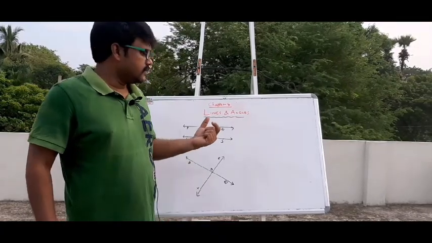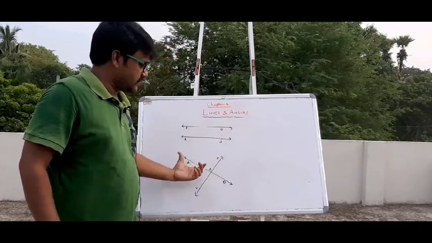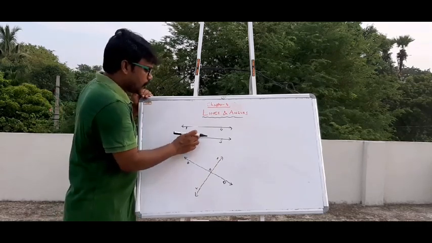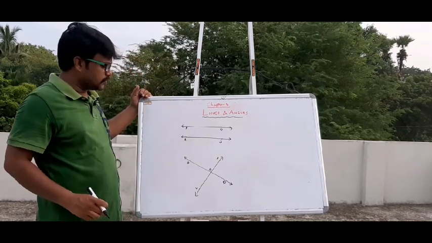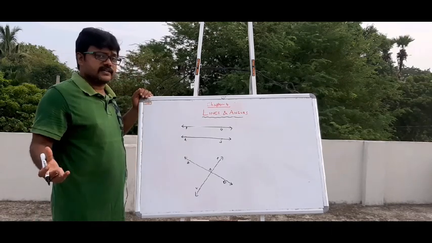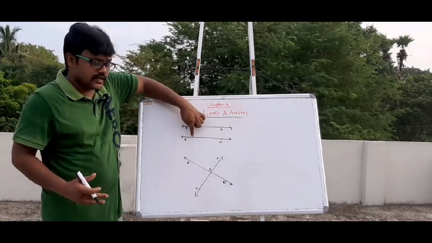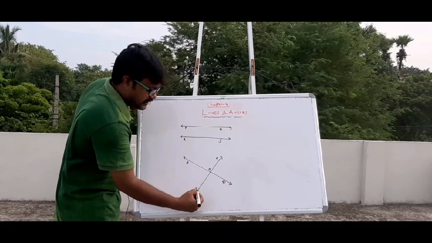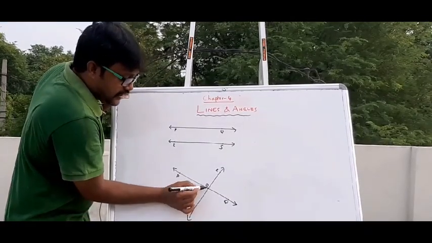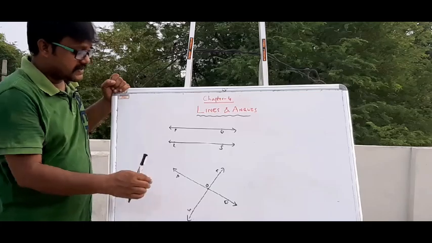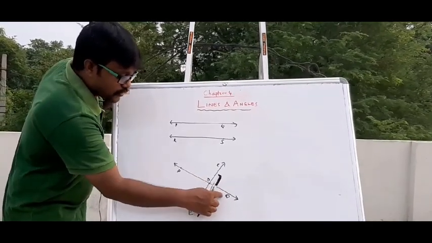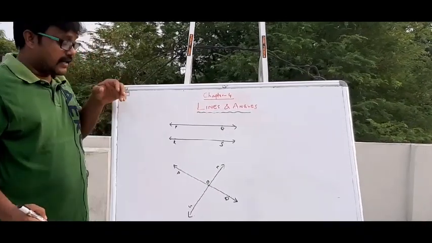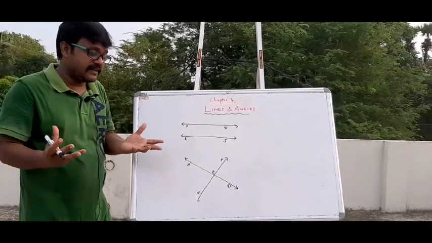Now let us see some of the types of lines. Observe here is a line PQ and here is a line RS. Do you find any common point for both these lines? Obviously no, there is no common point. In this case, two lines PQ and RS do have a common point O. That means O lies on both PQ as well as RS. Unlike that, the first two lines do not have any common points.